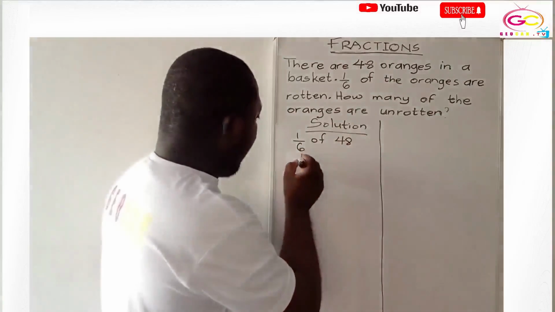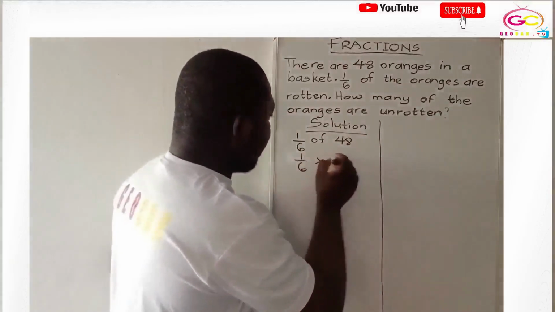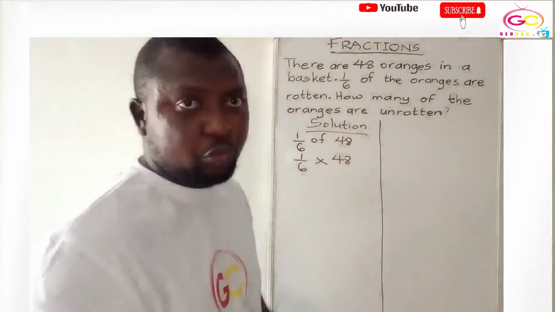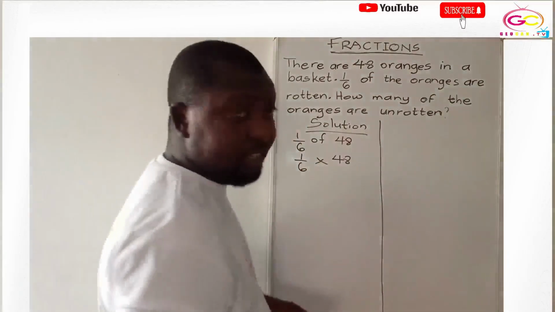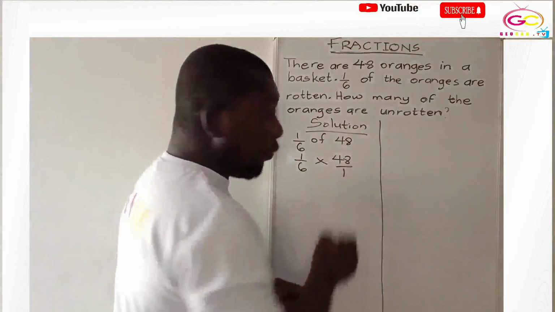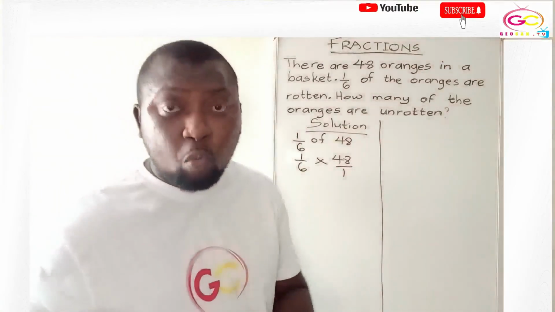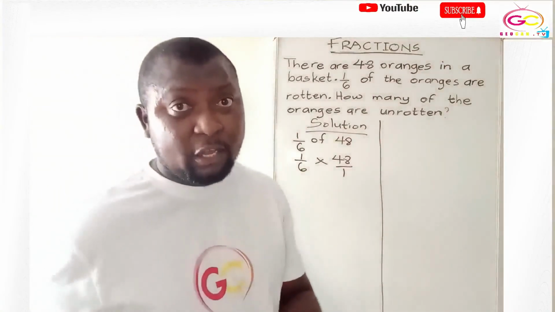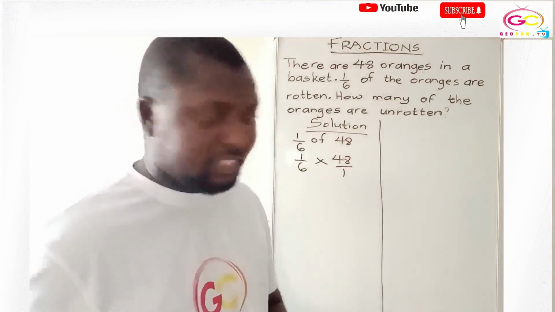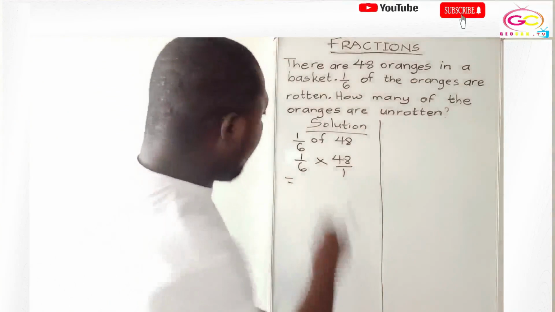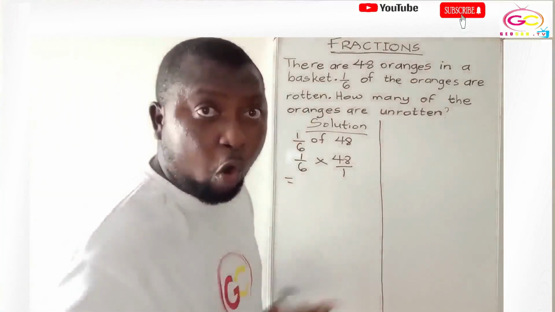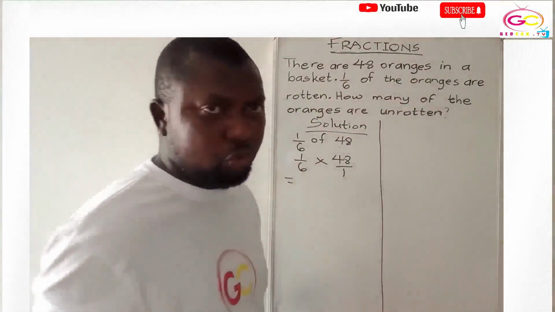Good. And it's 1 over 6 times 48. We all know by now, you should know, 'of' in mathematics means multiplication. 48 standing alone can also be 48 over 1. We are doing that in order to make our cancellation so easy for us. I believe you get it. Good. Now, what do we have? You check whether you can cancel vertically or diagonally. You should know this.